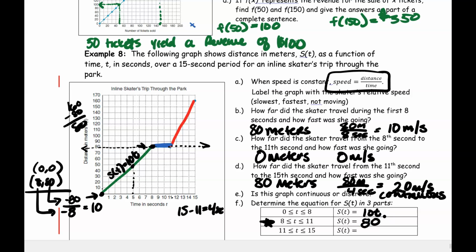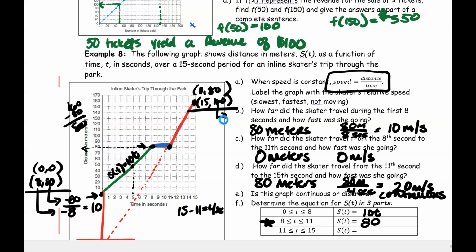And then last but not least, that red part. This one's a little bit harder, because if you were to extend it down to find where the y-intercept would be, it looks like it would be negative, but it's really hard to estimate, way harder than the green one, which very clearly crosses at 0. So for that one, I am going to identify 2 points on that graph. It looks like this would be a good point and that would be a good point. So we've got (11, 80) as 1 point, and this point here is (15, 160).